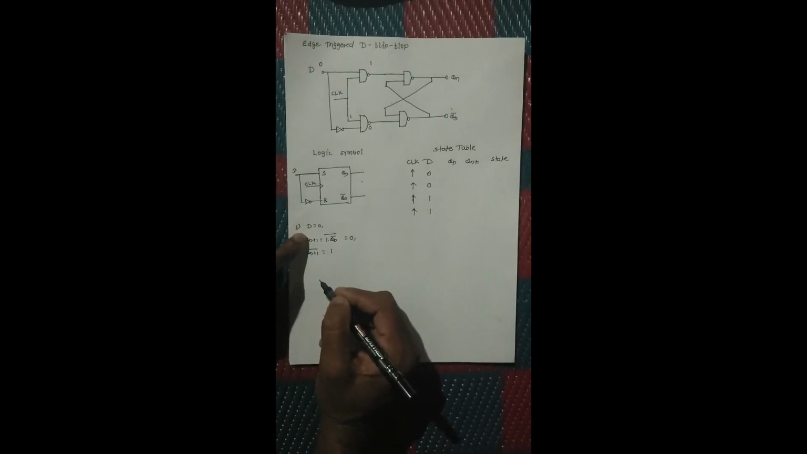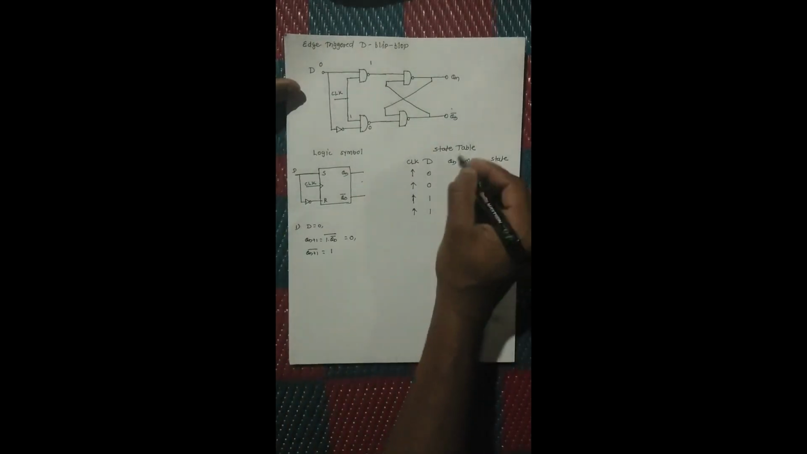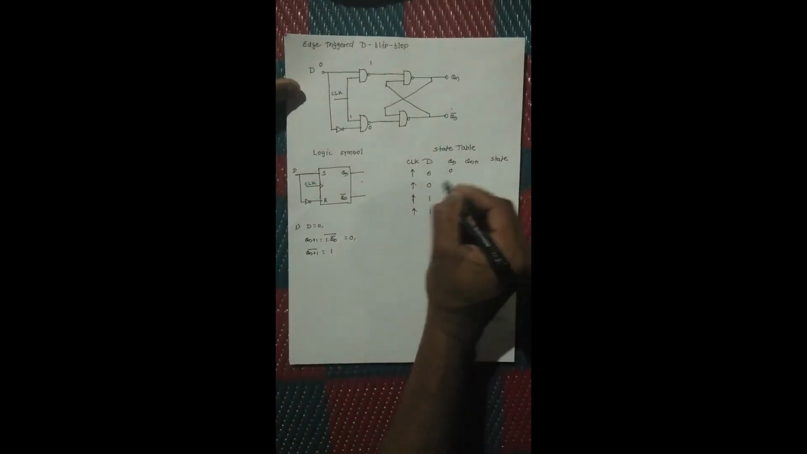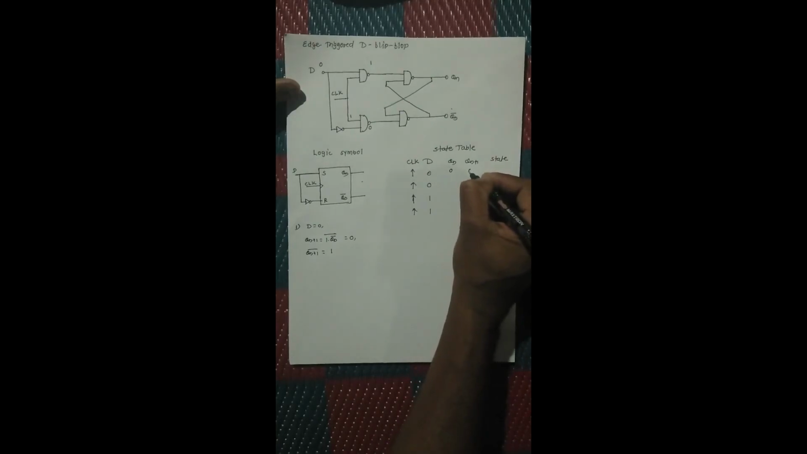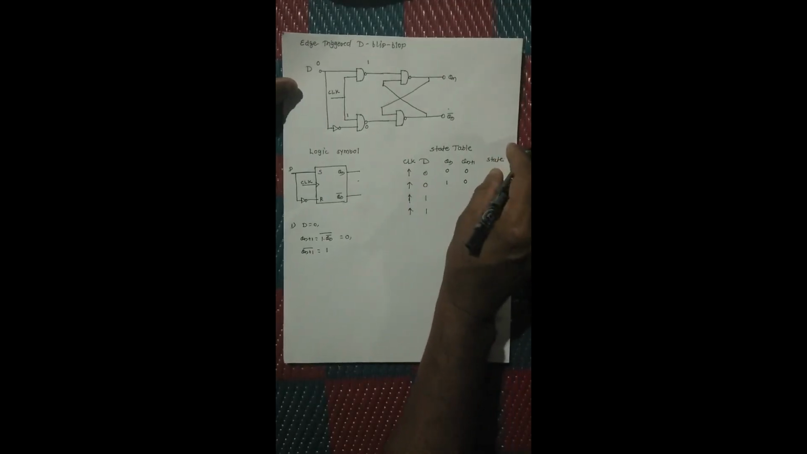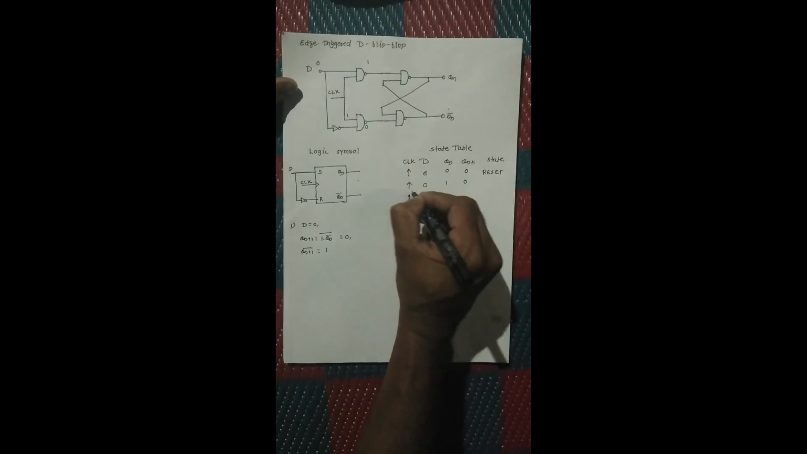When D is equal to 0, at that time for any value of Q of n, the next state output will be 0. Even if Q of n is 1, Q of n plus 1 is also 0. In this condition, the next state output of the flip-flop is 0, hence it is called the reset condition of the flip-flop. The next condition: D is equal to 1.